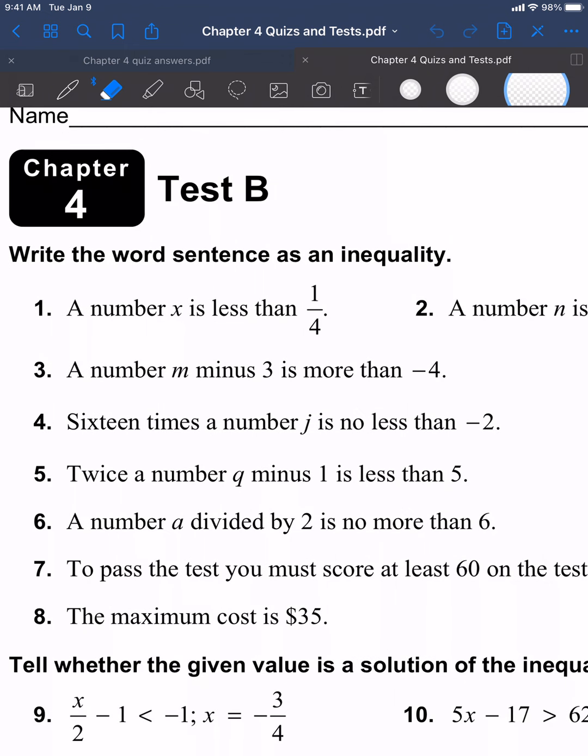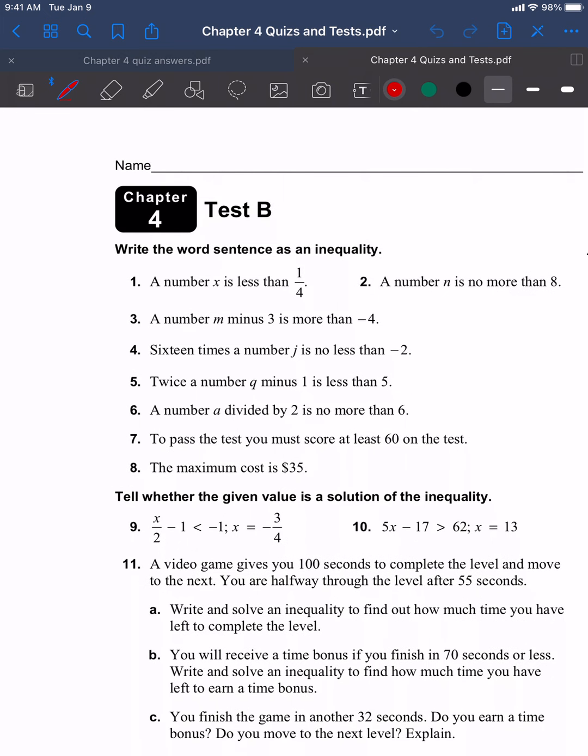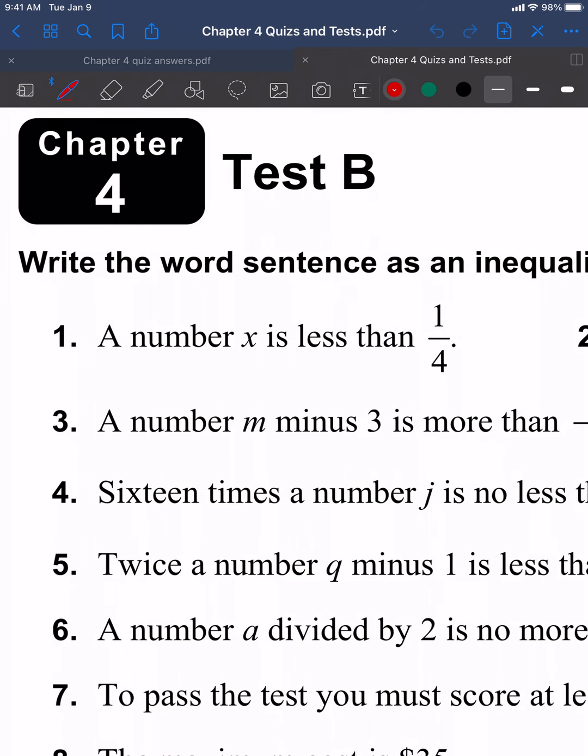Number 1, write the word sentence as an inequality. Does it say to solve? No, it just wants an inequality. That's kind of nice. All right, let's do it. I think as long as you're paying attention, you don't need to be writing these down. If I get to one that you're like, ooh, that was weird, maybe write it down just for your notes. But today, I prefer just your attention and you answering questions, okay? So super easy day. Just make sure you're answering me when I ask things, okay?